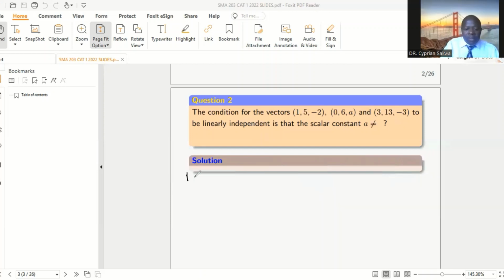So let's begin with the first way. We're now answering the question. Let x, y, and z be the scalars, and find the condition that will make these scalars all zeros. So x times the first vector, y times the second vector, and z times the third vector. You can write it in column form or in row form, there's no problem.